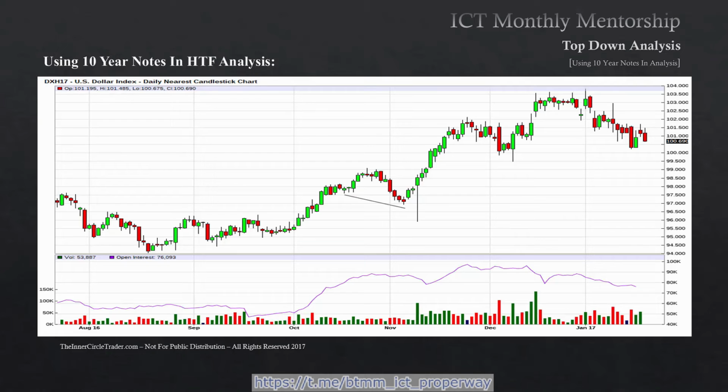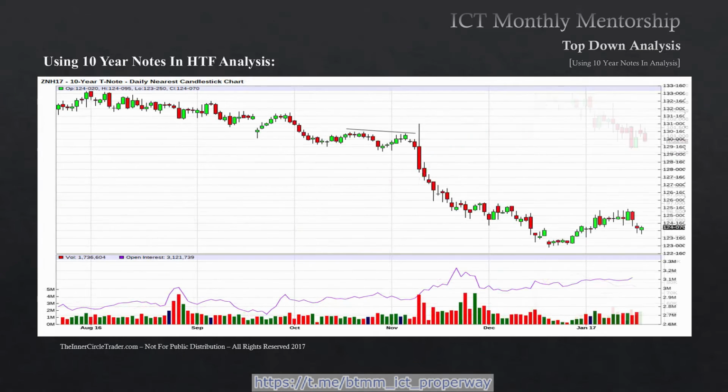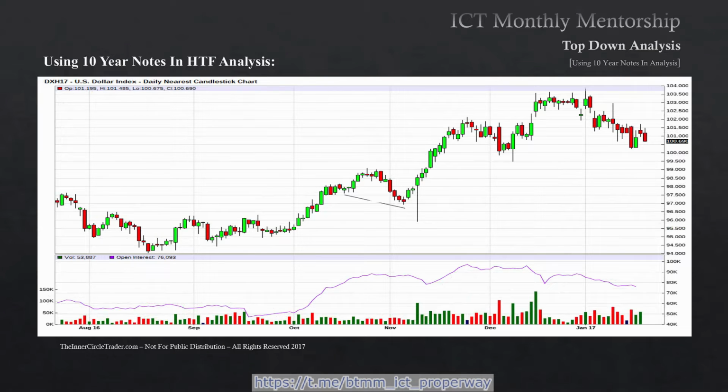In fact, we see a lower low. So for the dollar index to have a lower low here, we should have seen a higher high form in the 10-year note. That didn't happen. We see the opposite with a lower low in dollar index. We don't see the higher high in 10-year Treasury notes as you would expect to see with the lower low in dollar index. Again, it's going to be a mirror image of everything you see for perfect symmetry.